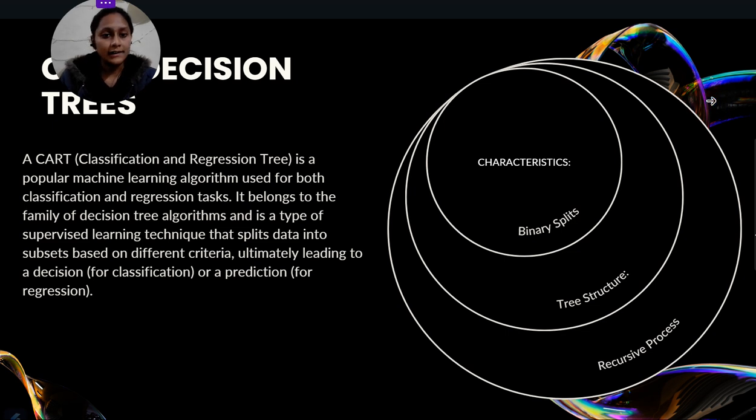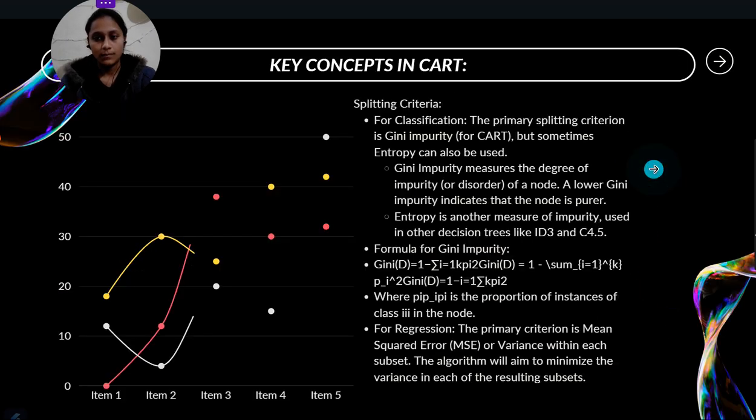Now, what is a CART decision tree? A CART decision tree is a popular machine learning algorithm used for both classification and regression tasks. It belongs to the family of decision tree algorithms and is a type of supervised learning technique that splits data into subsets based on different criteria, ultimately leading to decision tree prediction. And these are the characteristics of a decision tree: binary split, tree structure, recursive process.